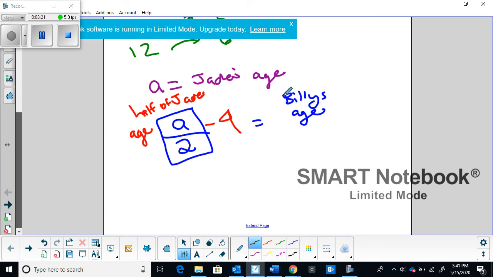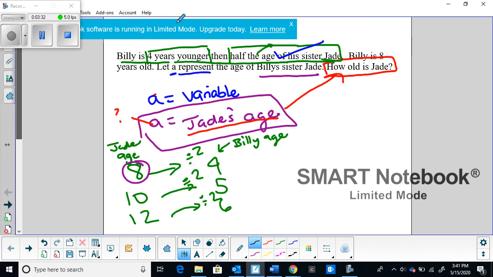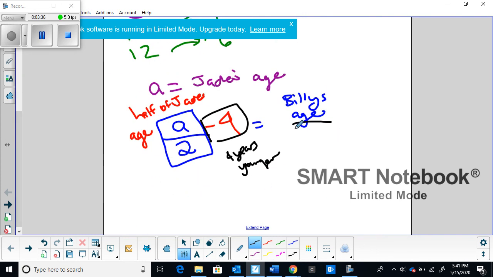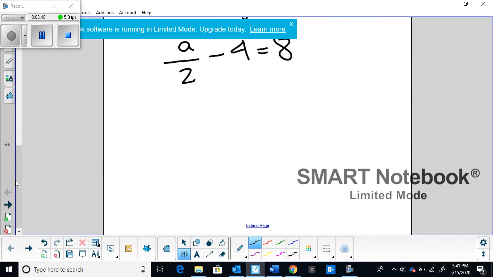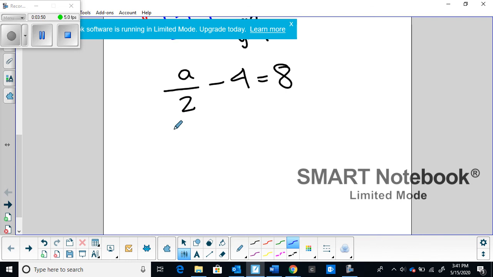And then let's fill this part in. What is Billy's age? Because this is 4 years younger. We're missing one number here. What is Billy's age? Let's go back. Billy is 8 years old. Oh my goodness. So we can put an 8 here. And so now let's look back at the equation we just formed. A over 2 minus 4 equals 8. Now we can solve this one for A, and we're going to get Jade's age.